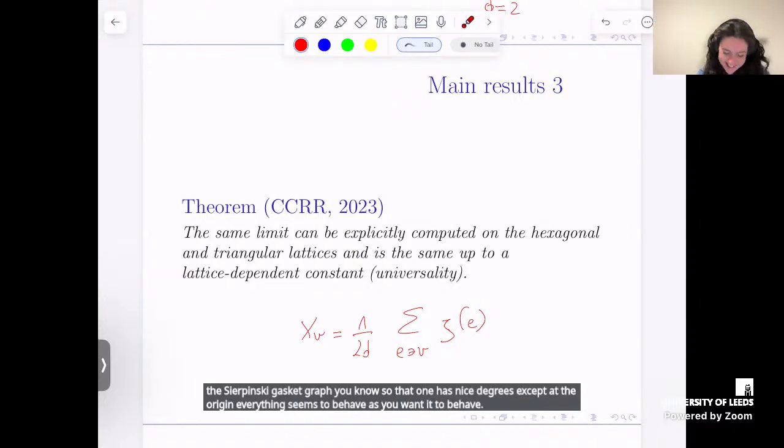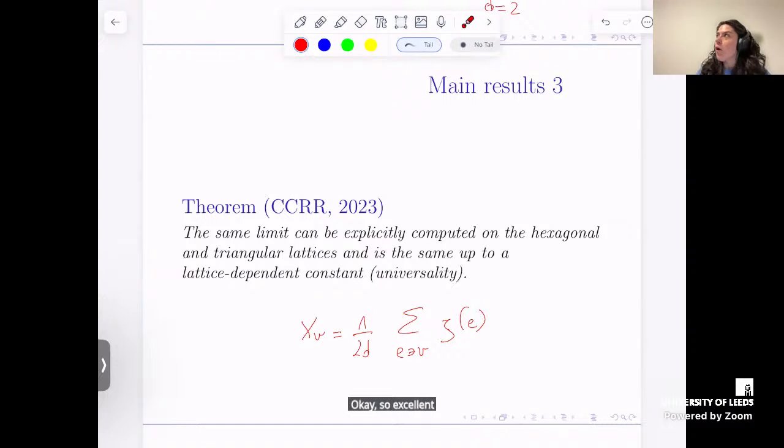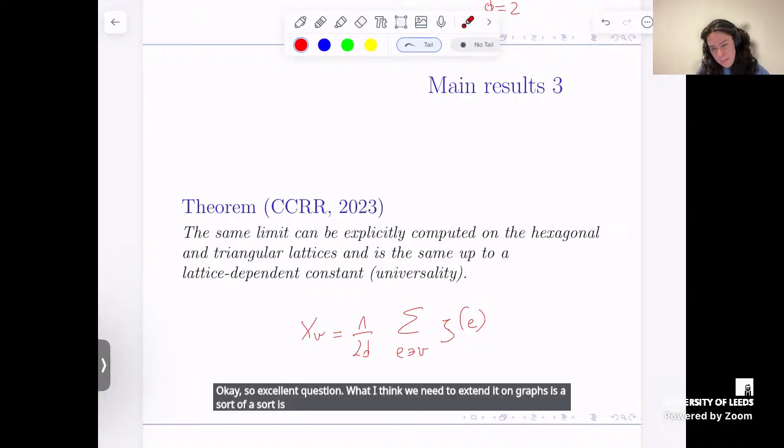Okay, so excellent question. What I think we need to extend it to other graphs is a sort of isoradial property, perhaps. What we are using in the proof is that these discrete directions are approximating the coordinate directions in R^d.